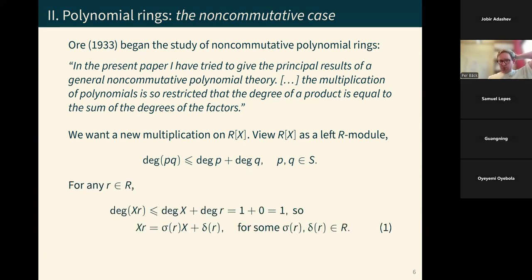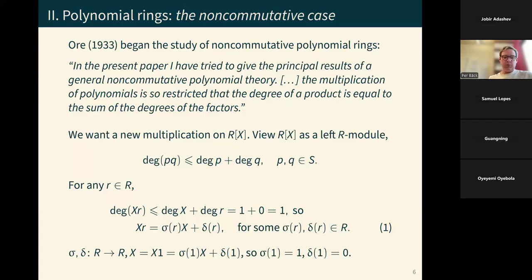Well, if we start basic, then for any element r in the ring, the degree of x times r should be less than or equal to 1, since x has degree 1 and any element in the base ring has degree 0. So this product x times r, we should be able to write as a first degree polynomial, right? And the coefficients of this first degree polynomial should somehow depend on the choice of my r here. That's a natural thing to have. And this actually gives us functions, sigma and delta, on the ring R.